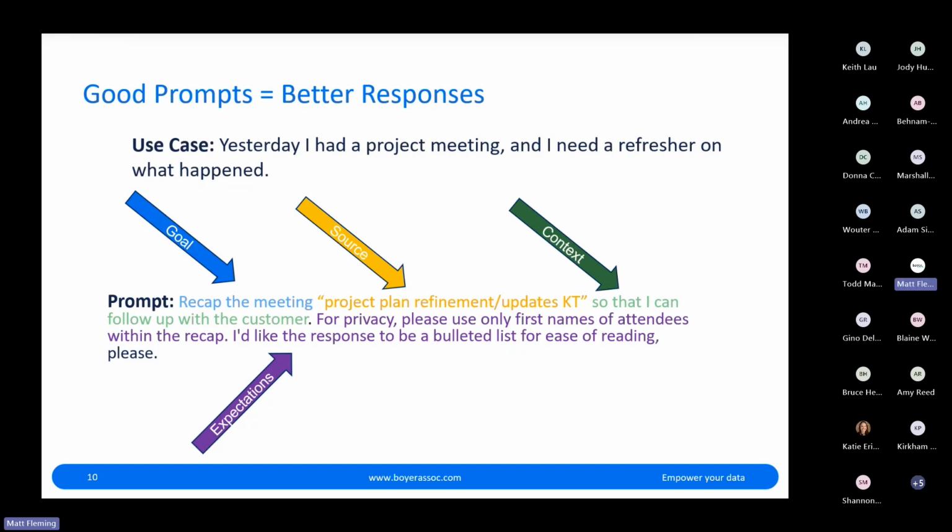So that's the 4 key components to each prompt that you do. If you can write prompts in this way, you're going to have a lot better responses and likely have less back and forth with the Copilot as you're getting to the information that you need.